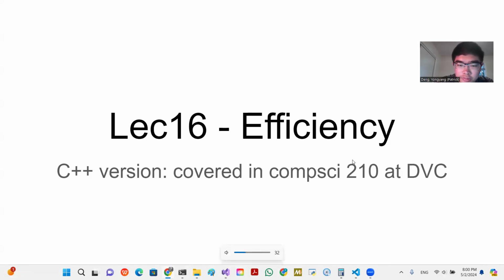Hello guys, welcome to our testing lecture. Today we are going to discuss the efficiency of algorithm. So it's covered in Computer Science 210.